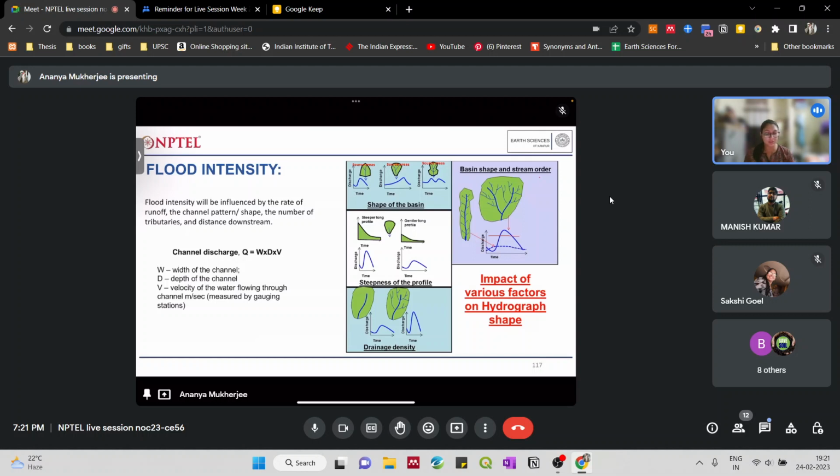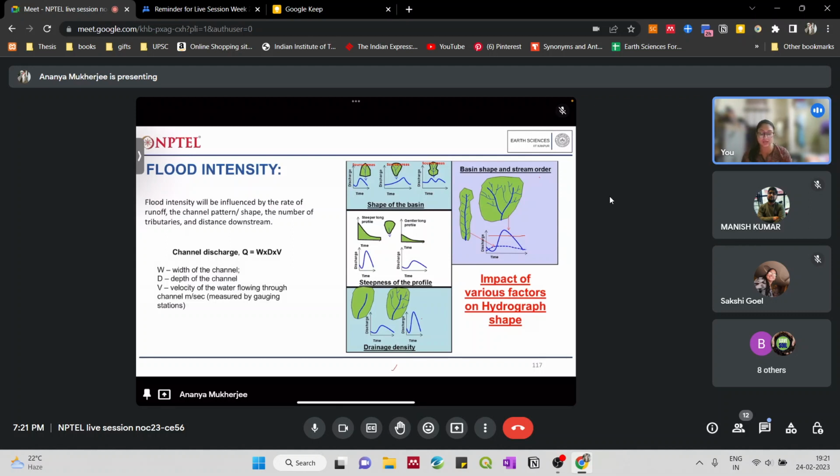Over here, the shape of the basin, then steepness of profile. Then you have drainage density. The higher the drainage density, the more the chances of flooding. And channel discharge you can calculate using the width of the channel, the depth of the channel, and the velocity.